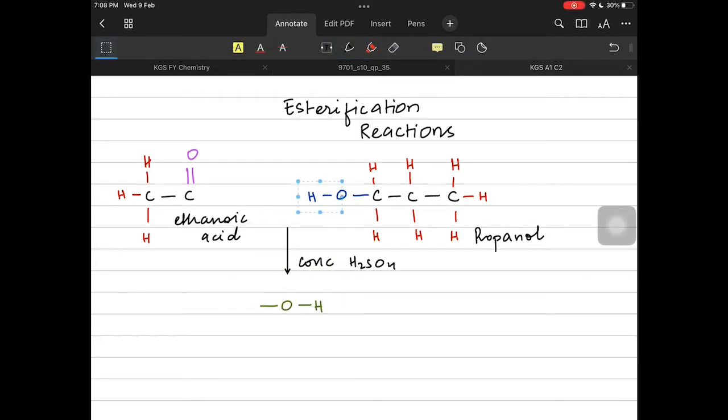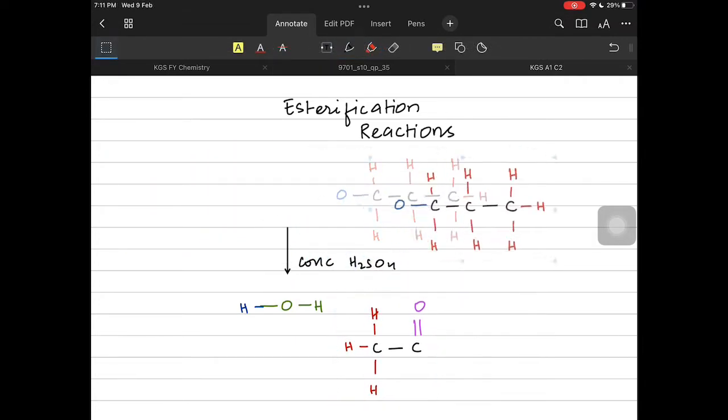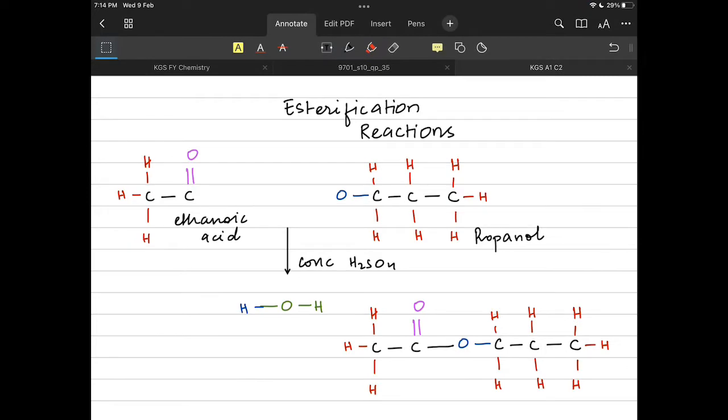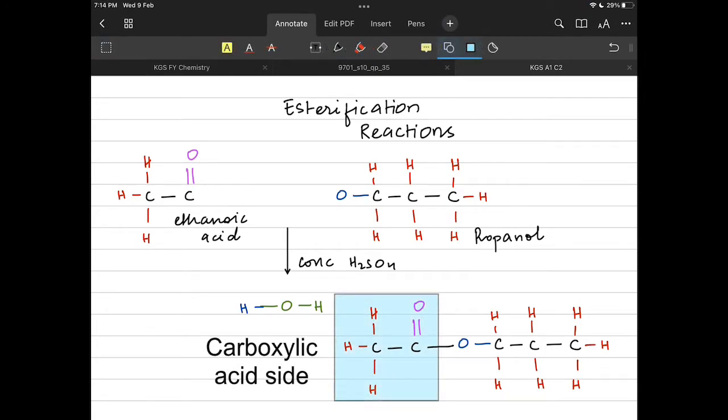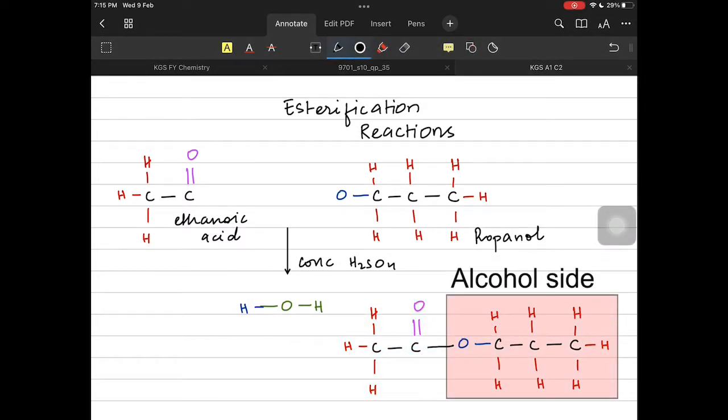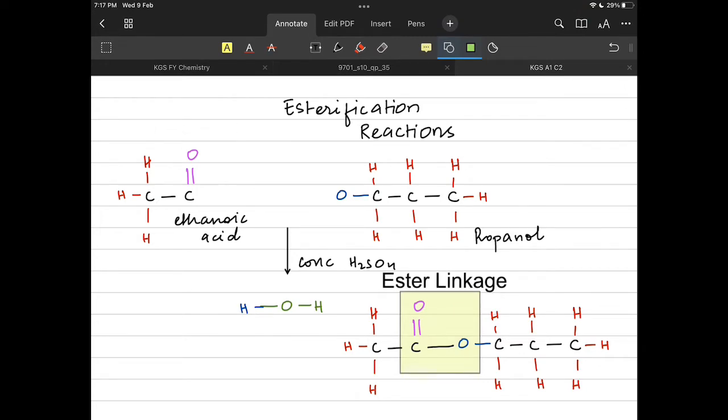The OH from the acidic side and the H from the alcohol combined together. So the OH from the acid and the H from the alcohol give us a water molecule. What happens to the acidic side and the 3-carbon alcoholic side? They are combined together through a new bond between the carbon and oxygen, and that is what we call the ester linkage. Carboxylic side on the left side, because you can see this 2-carbon side came from the carboxylic acid. It has even that carbon double bonded oxygen. On the right side you can notice the alcoholic side, which must have come from the 3-carbon alcohol. In the middle, we have the ester linkage.